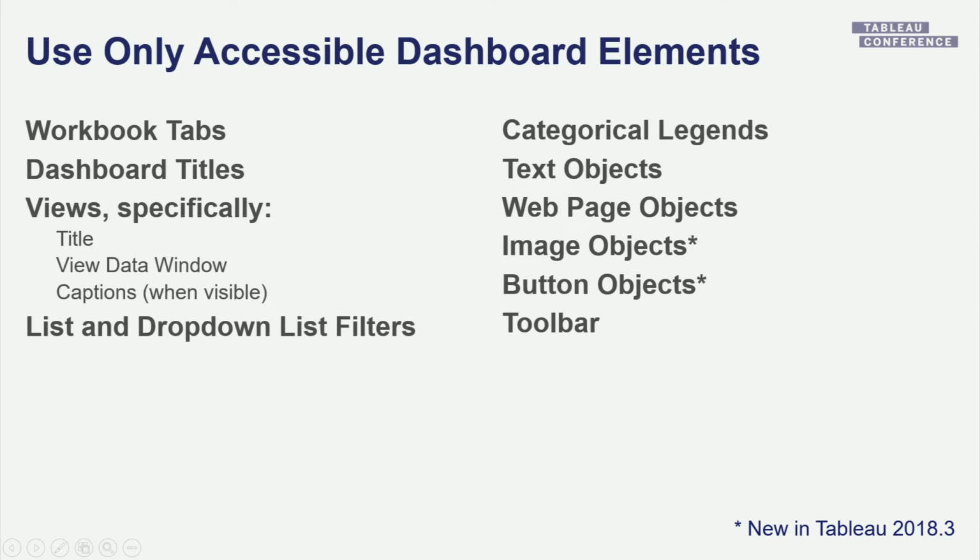And so this is a comprehensive list of everything that you can use in a dashboard that you mean to be accessible. So we can go through those. So the workbook tabs, so if you show the tabs across the top of your workbook, if there are multiple pages, those tabs are accessible. Dashboard titles can be read by a screen reader or assistive technology. Views themselves, which are the visualizations that are in the dashboard, so those are accessible in a very particular way.